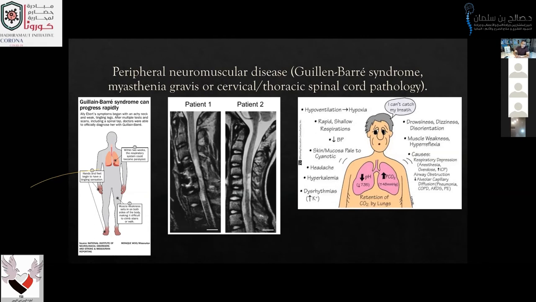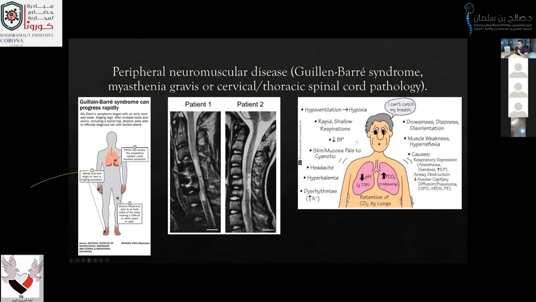resolves by itself. In another case, these two patients of mine, one of them had a trauma and got an injury of the spinal cord at the fourth, fifth, and sixth, mainly the fifth segment of the cervical spinal cord, where the diaphragm is mainly innervated. The patient couldn't breathe anymore after that, and he needed a tracheostomy to be able to breathe. This is another patient who got a myelitis, which is an inflammation of the spinal cord due to a bacterial infection in a spinal canal abscess.